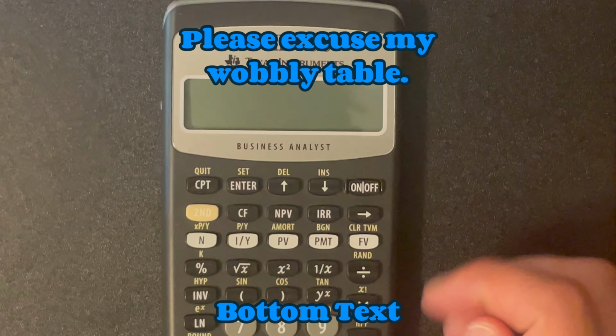Why don't we plug this into a financial calculator so that you don't have to do all the crazy math? And really quickly, we're gonna run through how to do this on the calculator.